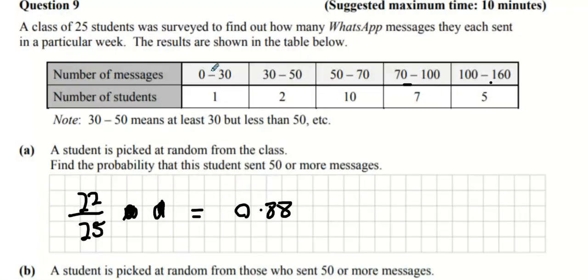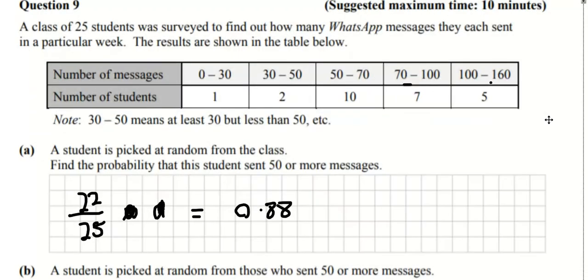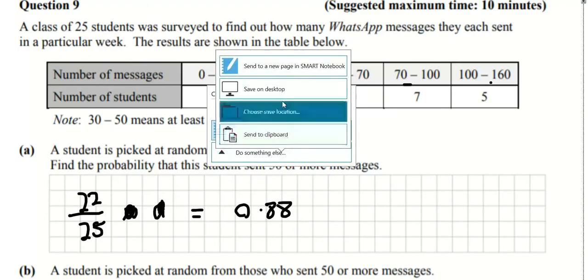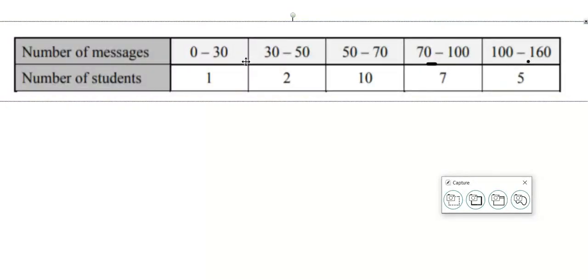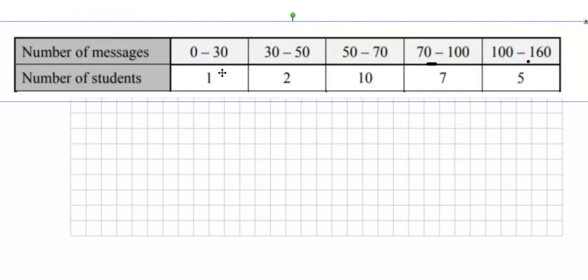Use this data in the table to find the smallest value this could be. Smallest value of the total number of WhatsApps in a week. Okay, I'm going to grab this table here again. And we're going to rig this table so that it's basically the minimum amount possible. So just pretend you're using this table again.